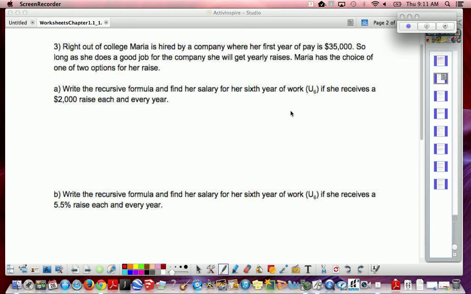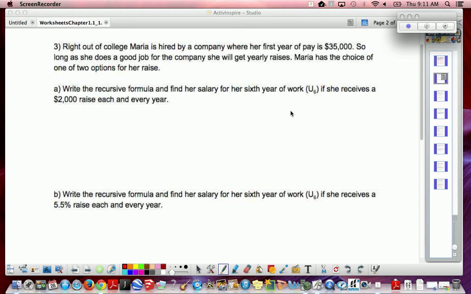It says, right out of college, Maria is hired by a company where her first year of pay is $35,000. So long as she does a good job for the company, she will get yearly raises. Maria has the choice of one of two options for her raise. So they're actually giving her a choice.